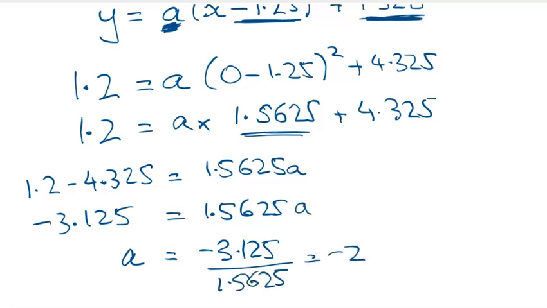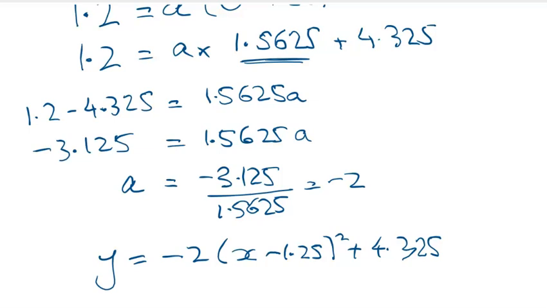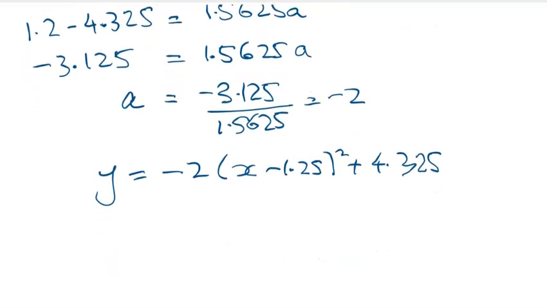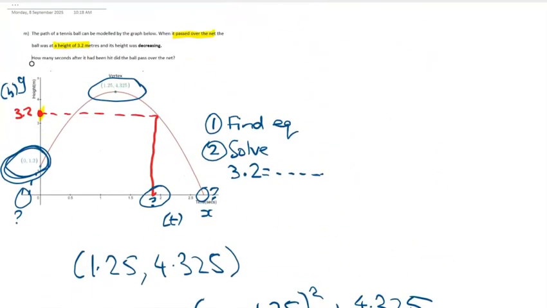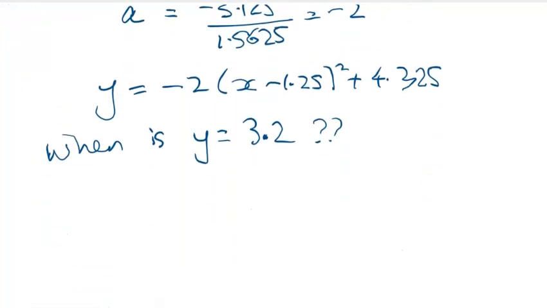gives me negative 2. Now that means that y is equal to negative 2 times x minus 1.25 squared plus 4.325. I can expand that out, but I don't have to. So what we have to ask now is when is y equal to 3.2? Let's look at what we're doing on the graph, right? We've got the equation, and we're saying we want to know when did the ball pass over the net. So the ball was at a height of 3.2, and it was on the decreasing side. So we're over here, and we're figuring out the time. So when is y 3.2?